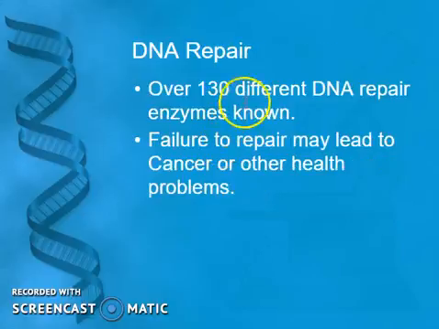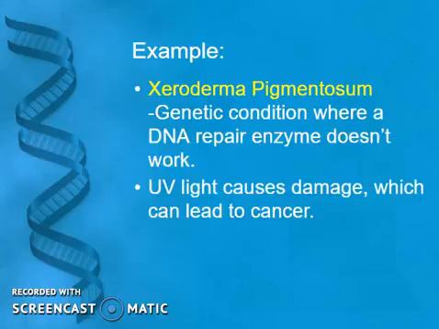Notice here we've got over 130 different DNA repair enzymes known. So it's something that is important for us to control. We spend a lot of energy, a lot of resources, and a lot of time making these specific enzymes. Obviously, if you can't repair mutations, you're going to get things like cancer and other health issues. An example is Xeroderma Pigmentosum, which is essentially where a DNA repair enzyme doesn't work, which leads to a lot of skin cancer.